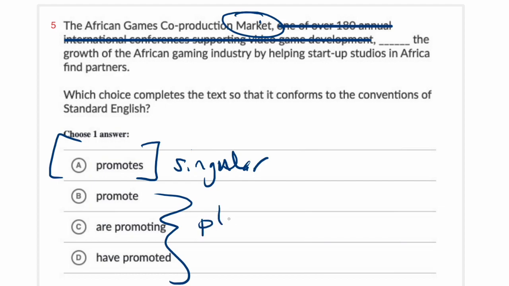All of these would pair with a plural subject, and so this is another hallmark of the subject-verb agreement question. If your correct answer is singular, quite often, honestly most of the time, the other three options will be plural, and then vice versa. If your correct answer is plural, the other three options will usually be singular.